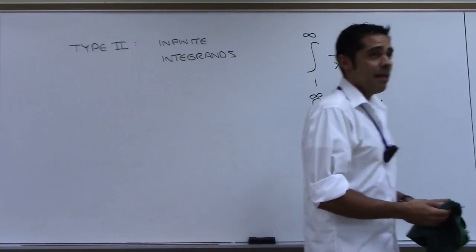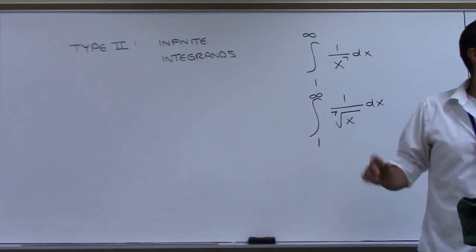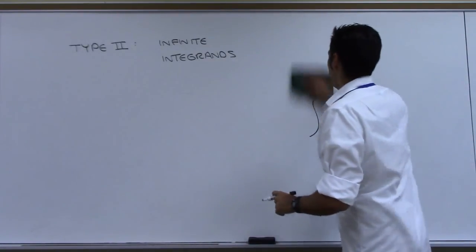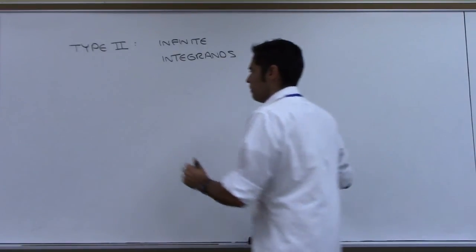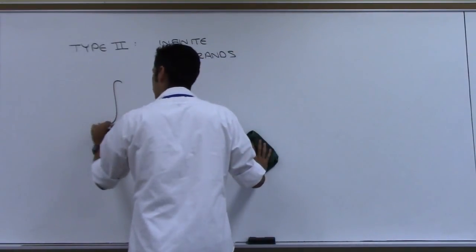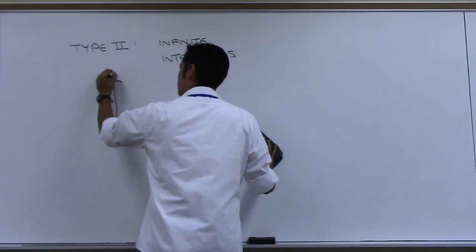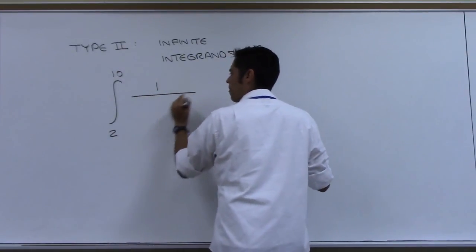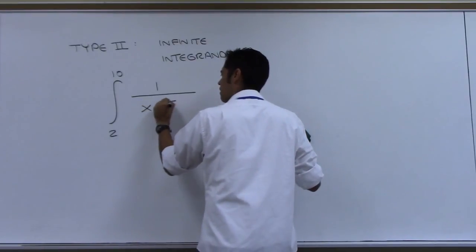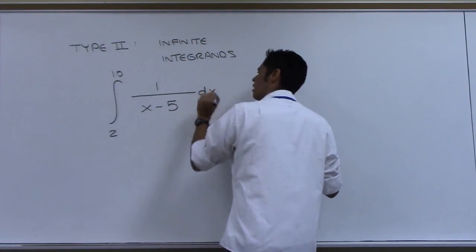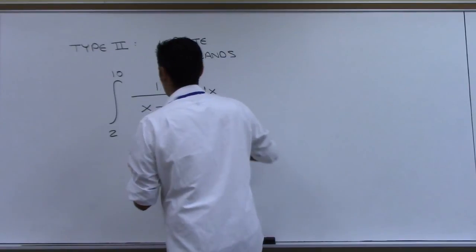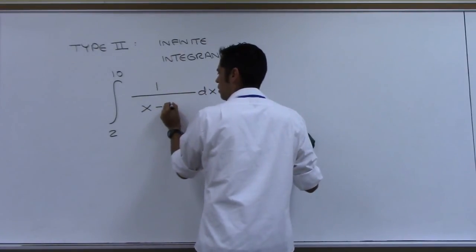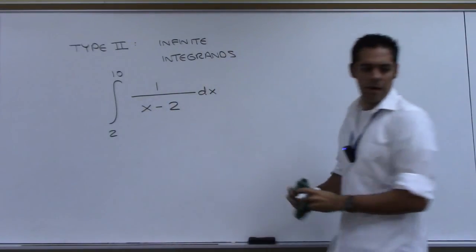So I'll give you an example of one, all right? I'm going to give you an example before I actually talk about how we're going to address it. How about integral from 2 to 10 of 1 over x minus 5 dx? Or you know what, let's do x minus 2. Start out this way.